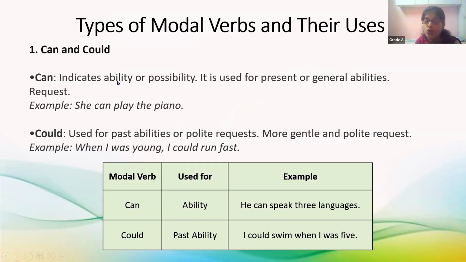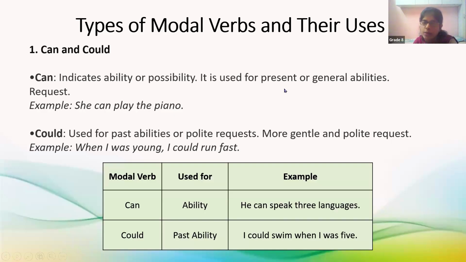Now, can and could, what is the difference? Can is ability. Ability means I can do it, or I can speak French, I can speak Dutch, whatever language. So it is ability, or we can say it is also a general possibility.